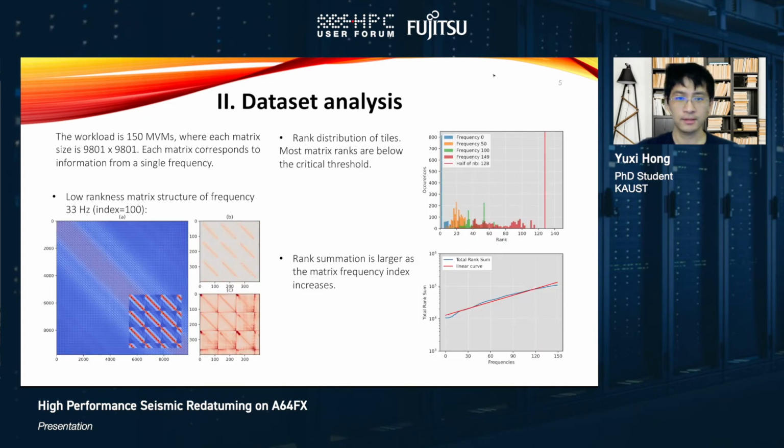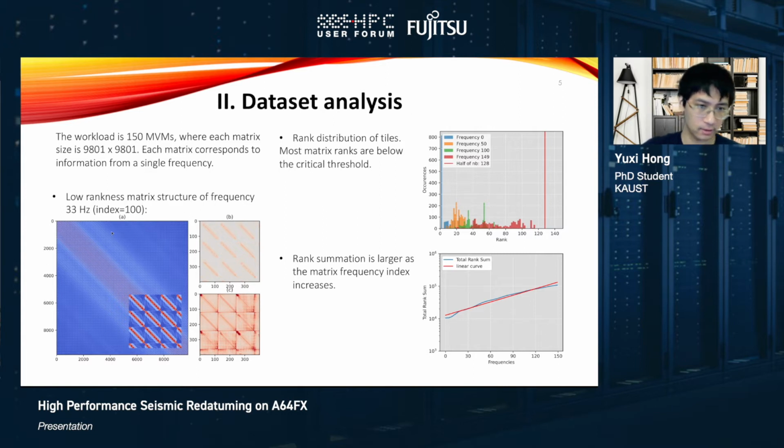So let's look at the data set. The data set we use has 150 matrices, and the workload is 150 matrix vector multiplications. The size is 10K by 10K for each, and each matrix corresponds to information from a single frequency.